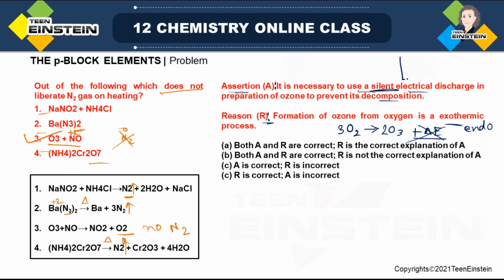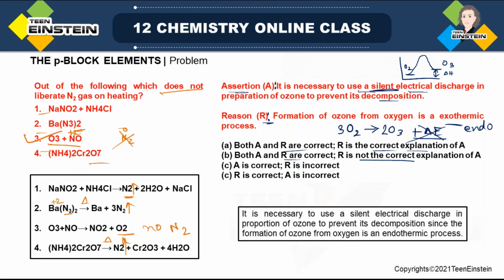Remember this type of graph that we have seen. The product energy is higher than the starting material energy. That means it is endothermic. Here delta H value is positive. So the statement given in reason is not correct. So the question whether it is the correct explanation or not does not arise. That is, whether R is the correct explanation of A or not, that question arises only when R is correct. But in our case, R is not correct.